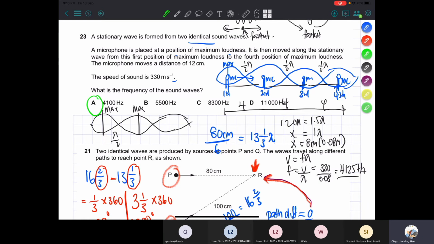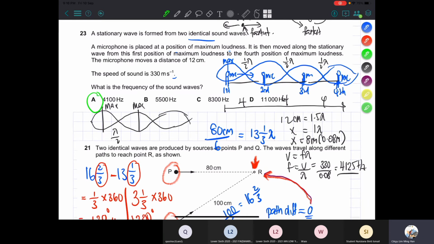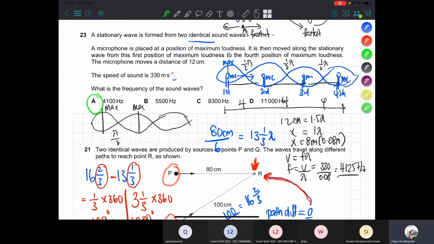All right. So this is the last question for today. Number 23. How I do it, I show you here already. So I hope this one is more digestible. Any questions so far before we call it a day?